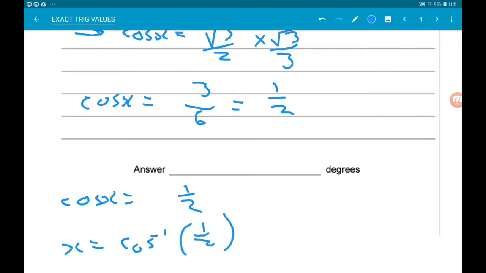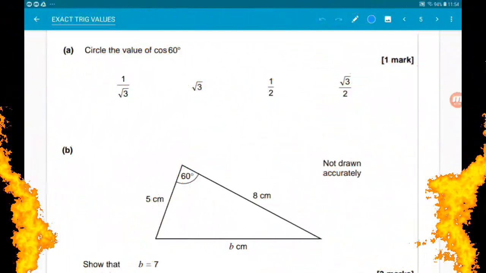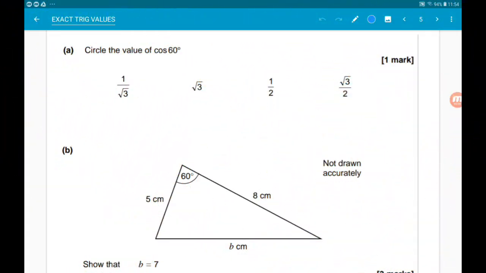Now, obviously, this being on a non-calculator paper, you wouldn't have your calculator, so we need to know what angle makes cos of that angle equal to 1/2. So it's 60 degrees. Okay, next up, part A wants us to circle the value of cos of 60. So cos 60 is 1/2.